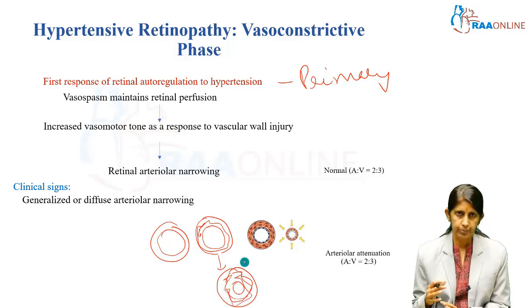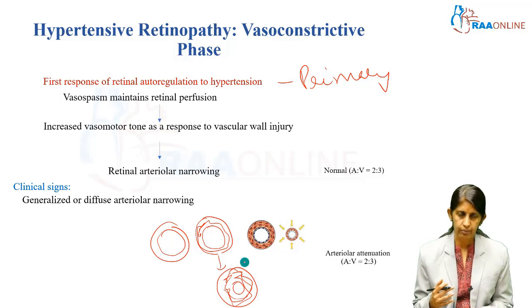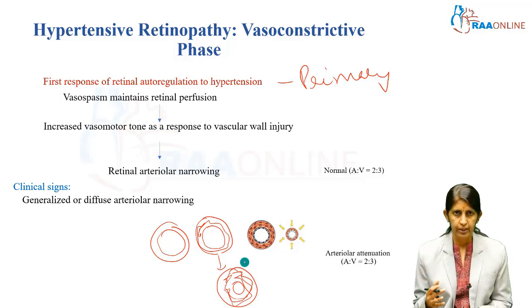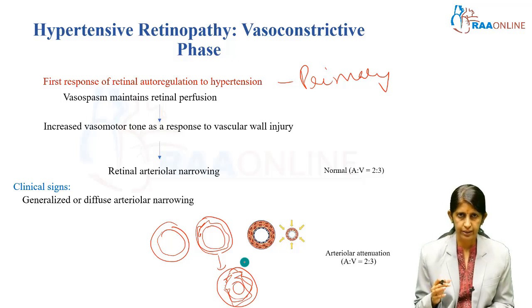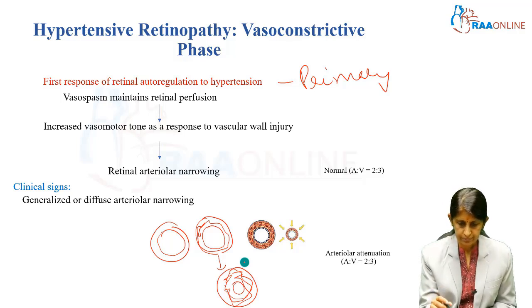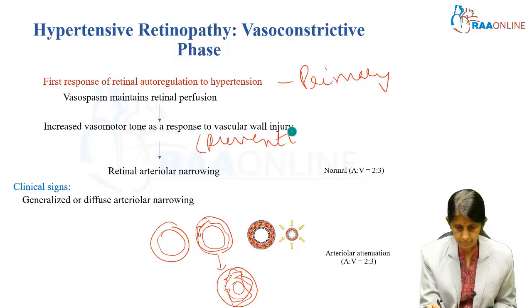So, this vasospasm to an extent is required because it will maintain retinal perfusion, but increased vascular tone is one of the responses the body has to prevent vascular wall injury. When there is a vascular wall injury, the increase in tone is one of the protective mechanisms that blood vessels adopt. So, as a consequence, we have retinal arteriolar narrowing. It's a preventive response. This is something that the body does.